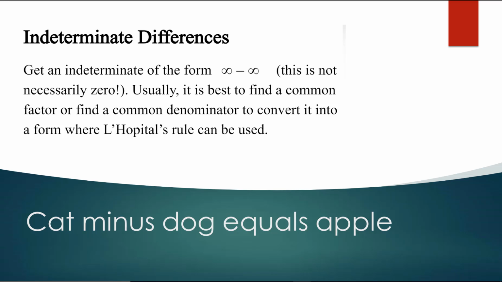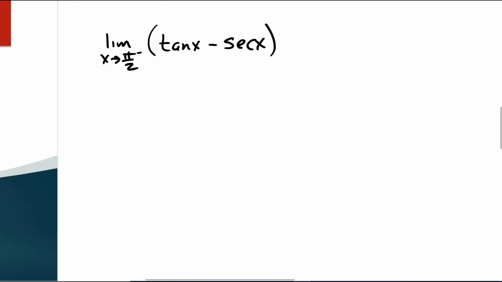I write cat minus dog equals apple because infinity isn't a number. It's just some weird concept. And we're saying infinity minus infinity. You know there's different sizes of infinity? It's basically like trying to say cat minus dog and trying to claim it equals something. You're like, sure, let's call it an apple. Let's call it a box. It doesn't mean anything. It means do more work. All right, infinity minus infinity means do more work. Let's go. So there's the problem that we left off on.